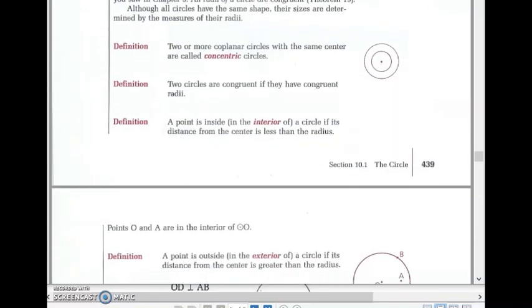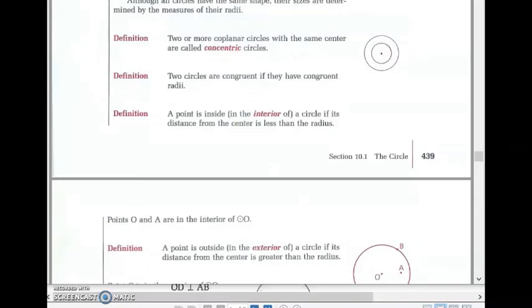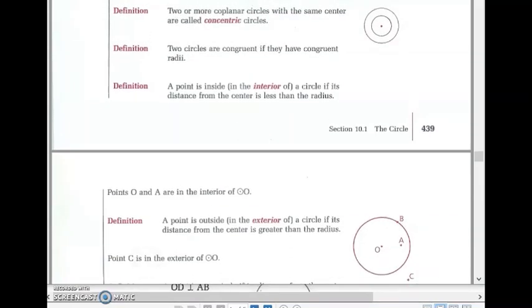The radius is the distance from the center to the circle. We can have concentric circles, which are circles that have the same center and are on the same plane. If two circles are congruent, then they have congruent radii. I think we learned that in chapter 3.